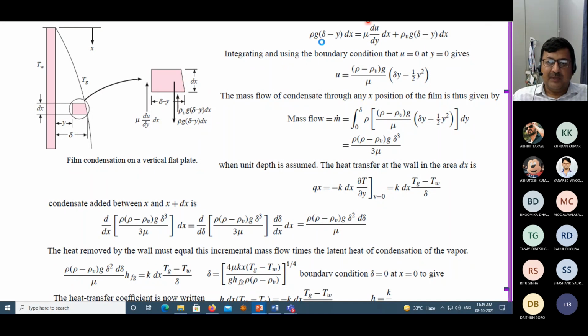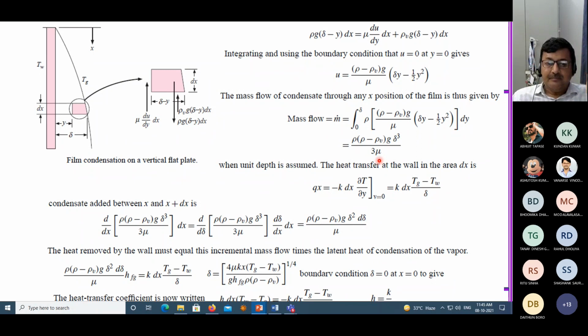With that, you do a force balance, and then you enforce the boundary condition, u equal to 0 at y equal to 0, in order to obtain the velocity, which is a parabolic profile. Just integrate over it and enforce this boundary condition, and you will get this. Now, if your velocity profile is this, what is your mass flow rate? Integral 0 to delta of rho u dy. You replace u here, and you get this complicated equation if you integrate. So this is the mass flow rate for the liquid film coming down.